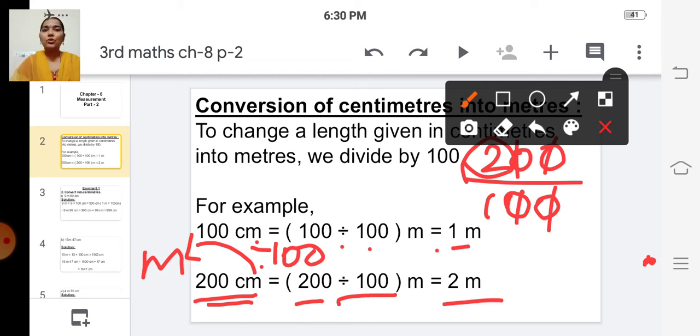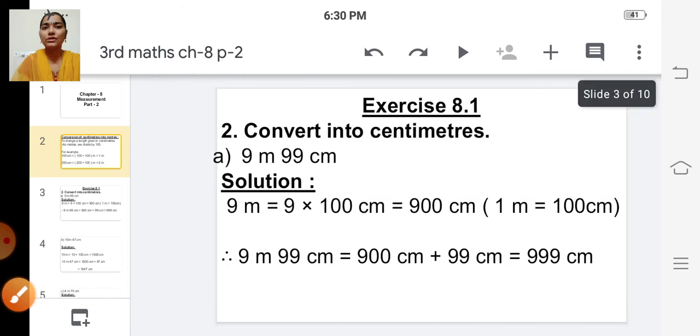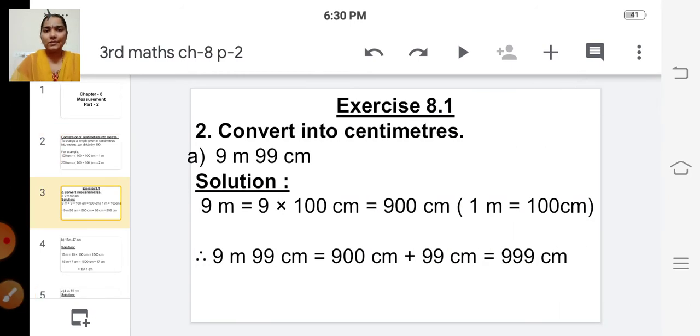Okay. So to convert centimeters into meters, we have to divide by 100. Suppose to convert meters into centimeters, then we have to multiply by 100. The 100 is the same. Only thing, from smaller unit to bigger unit, we have to divide. From bigger unit to smaller unit, we have to multiply. So based on this conversion, we shall do exercise problems.